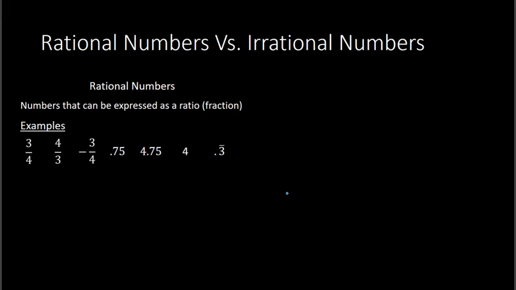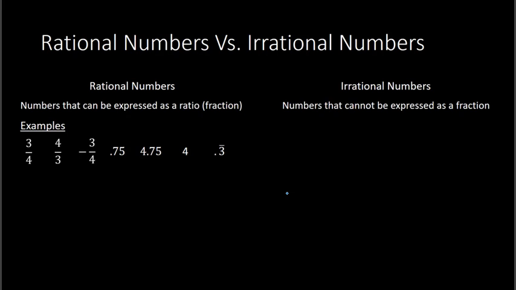Even here we have 0.3 repeating, so this decimal keeps going forever and ever. It's 0.33333, etc. This can be written as a fraction as well. This would actually be 1 over 3, or 1/3. So that would also be rational.